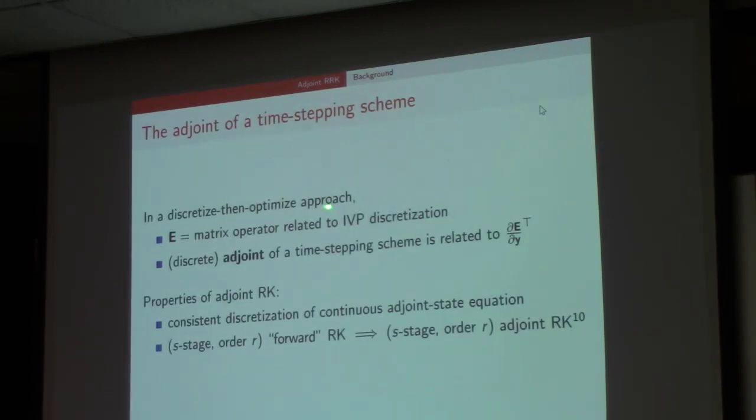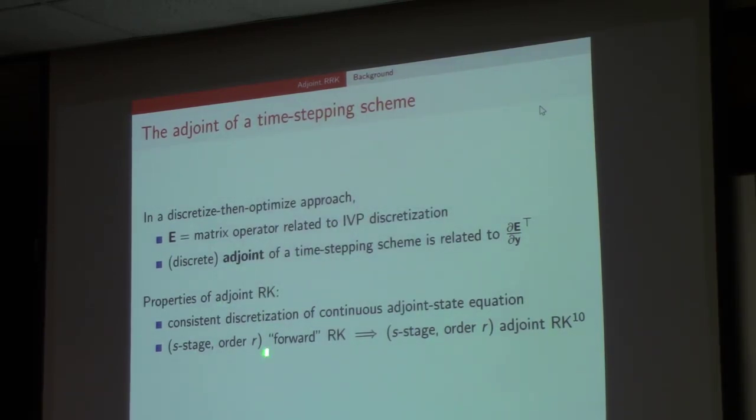So in a discretize-then-optimize approach, E is the matrix operator related to the initial value problem discretization. A discrete adjoint of a time-stepping scheme is then related to this operator here. And so here I'm taking a discretize-then-optimize approach. So what is the gradient of this operator if it's related to the Runge-Kutta discretization or relaxed Runge-Kutta discretization?